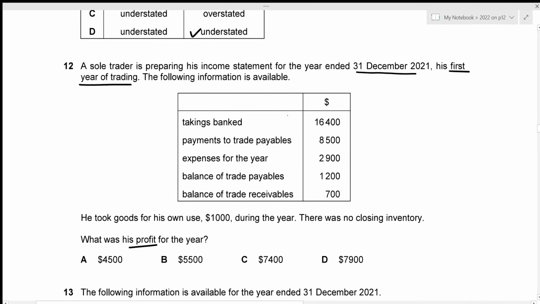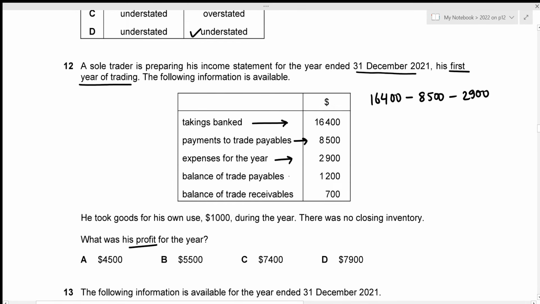Okay, so the takings banked is just all of the sales revenue that he got, he put it in his bank account. So these are the revenues that should be added in order to figure out the profit, right? So that's 16,400. Then we have payments made to trade payables. So these are the amount that is paid for the purchases made. And purchases are always subtracted in order to figure out the profit. So we're just going to subtract this amount of 8,500. Then we are given expenses for the year, which is again subtracted while figuring out the profit. So we're just going to subtract this amount of 2,900 as well.